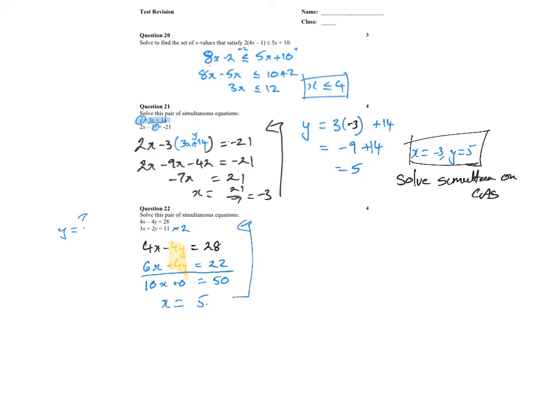So now substitute into any one of them. It doesn't matter which one. I'll pick the first one. Actually, I'll pick the second one because there's no negative sign there. So I get 3 times 5 plus 2y is equal to 11. So I get 15 plus 2y equals 11. Subtract 15. 2y equals negative 4. Divide by 2. Y equals negative 2. So we get x equals 5, y equals negative 2.